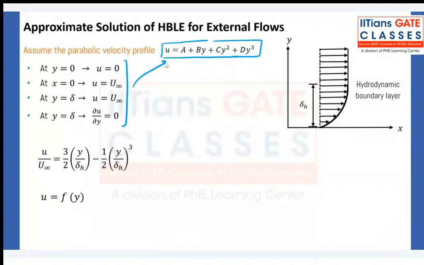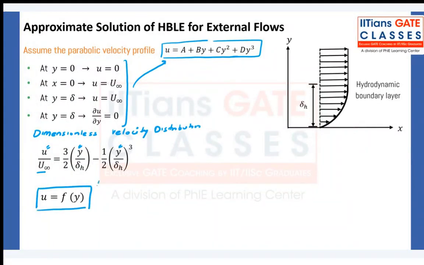But what we are going to do, we are going to find a dimensionless velocity profile, u upon u infinity. The u value is in meter per second, u infinity is also meter per second. So it is dimensionless. It is a dimensionless velocity profile, or velocity distribution. But from here, I can see that u is a function of y. So of course, I have achieved my second objective.